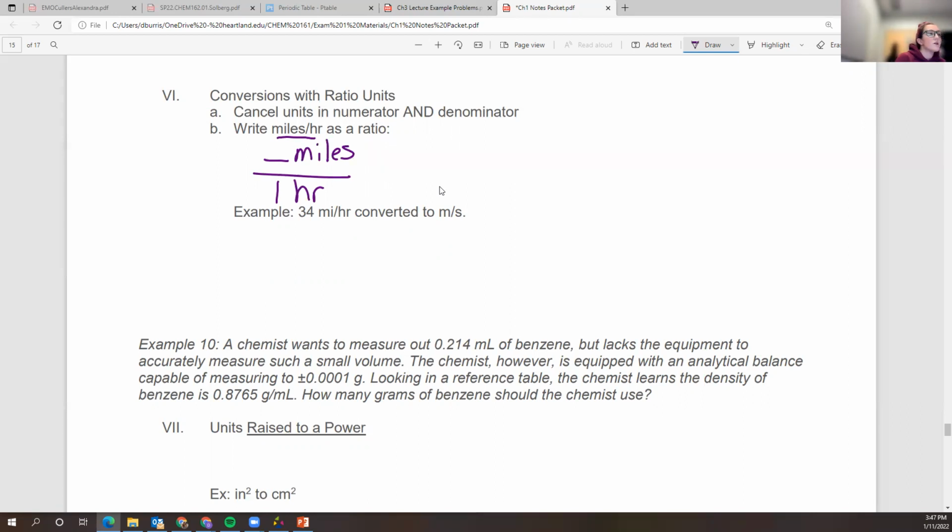Okay, so if we're converting something like this, you have to make sure that your numerator and your denominator work out the way you want to. So I'm going to convert 34 miles per hour into meters per second.